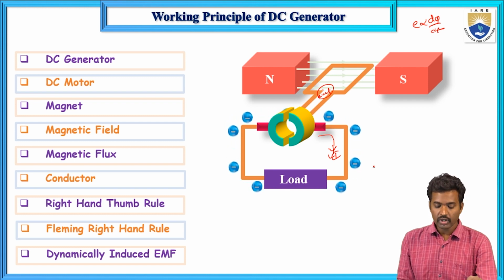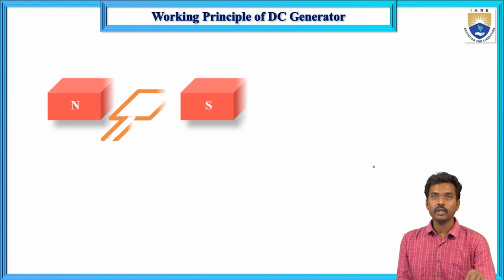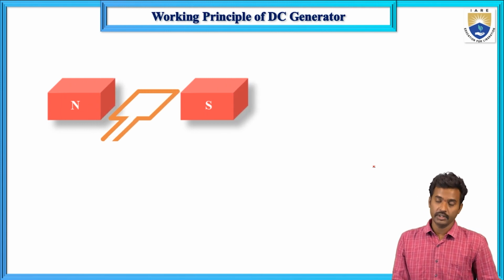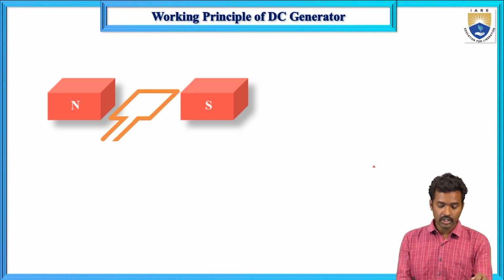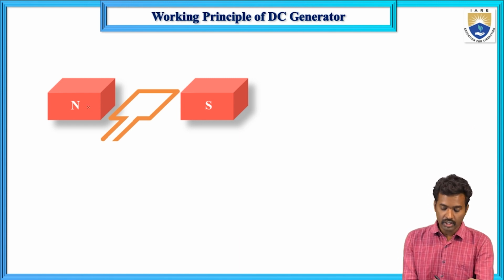Now, first, the working principle. The working principle of a DC generator is Faraday's law of electromagnetic induction and dynamically induced EMF. To explain this working principle, let us take one simple elementary model of a DC generator. In this model, between two opposite poles, one single turn conductor is placed.